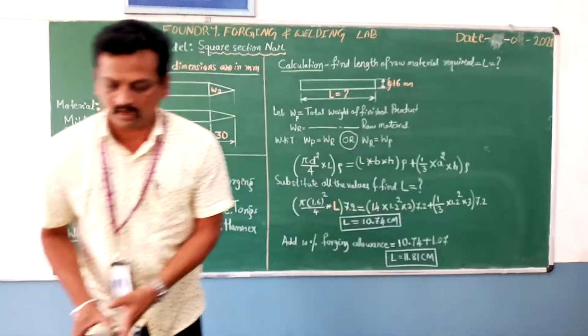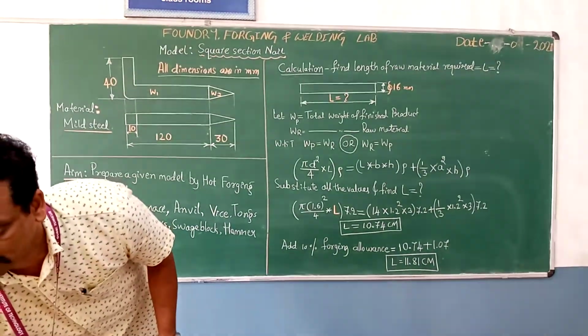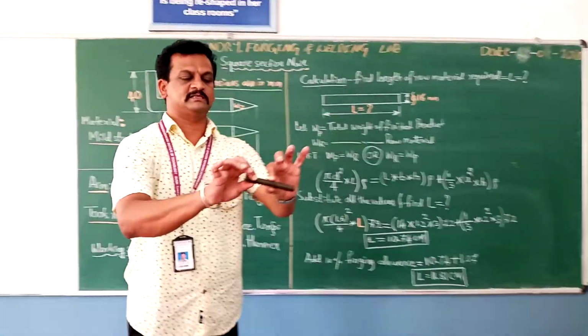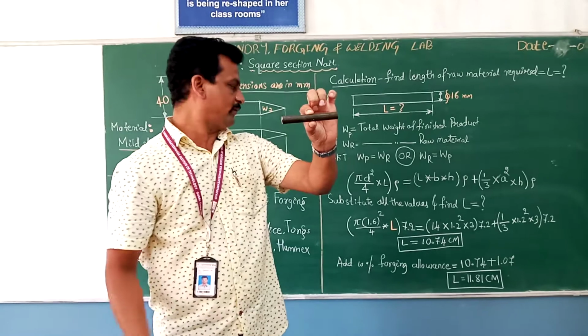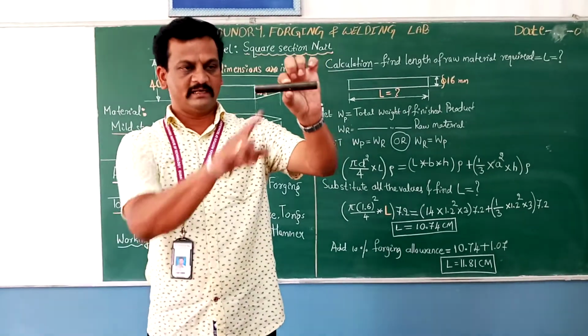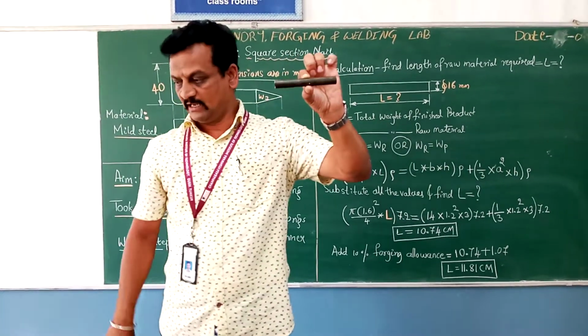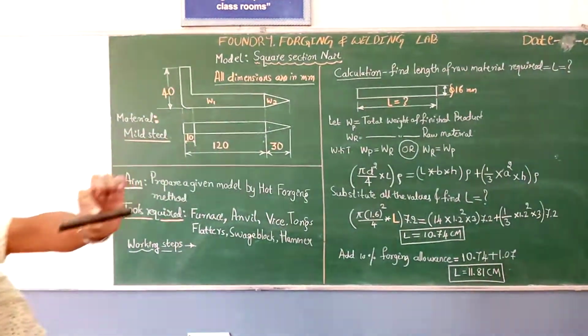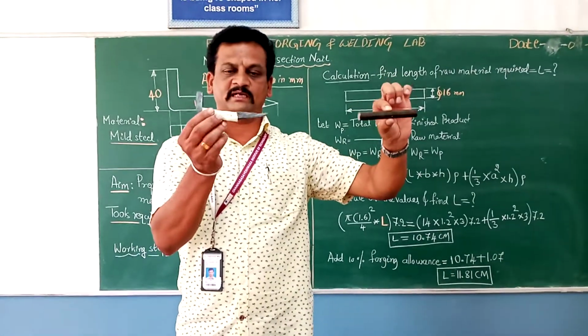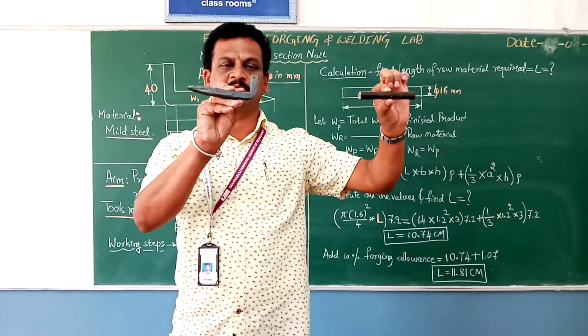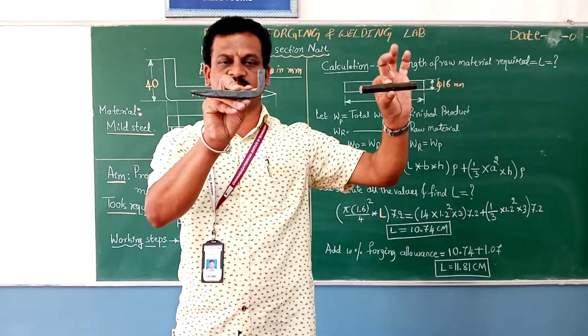Okay. So after the calculation, we have to cut the raw material. This is the 16 mm diameter bar and the length is 11.81 centimeter. So by using this raw material, we have to convert it by the hot forging method. So finally, by the hot forging method, we have to prepare the component like this. This is the square section nail.